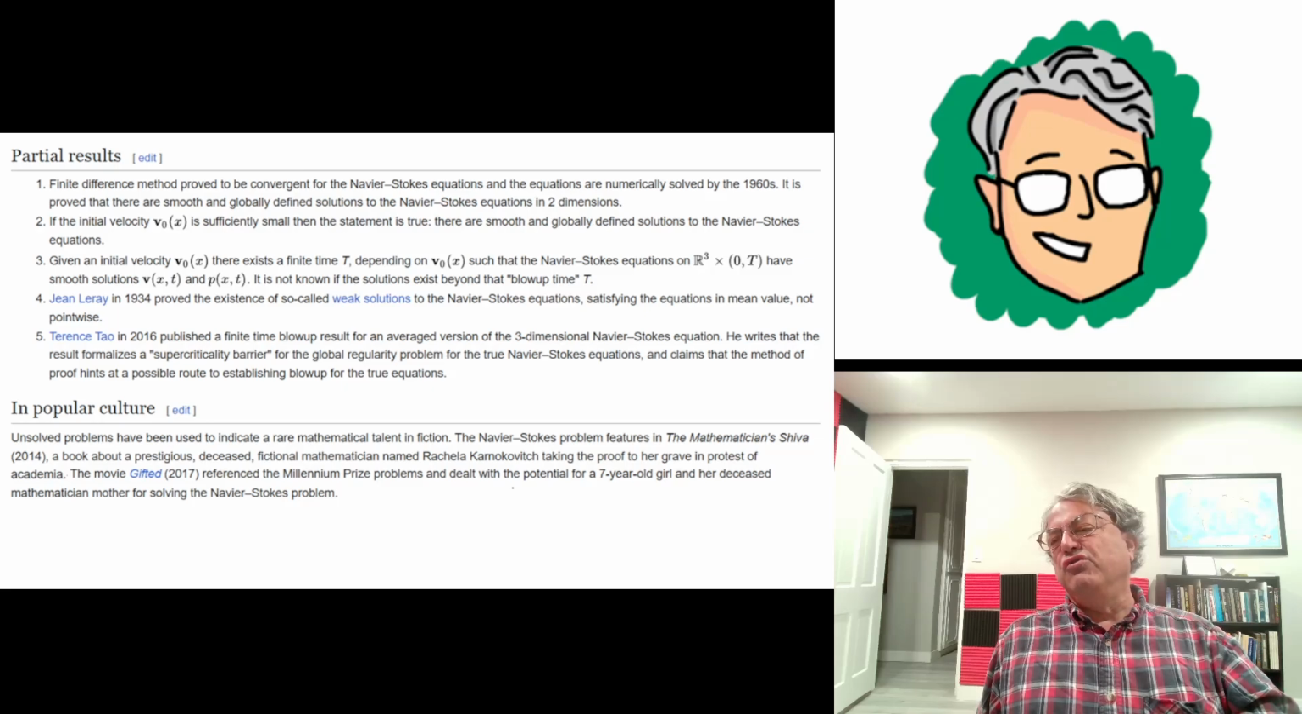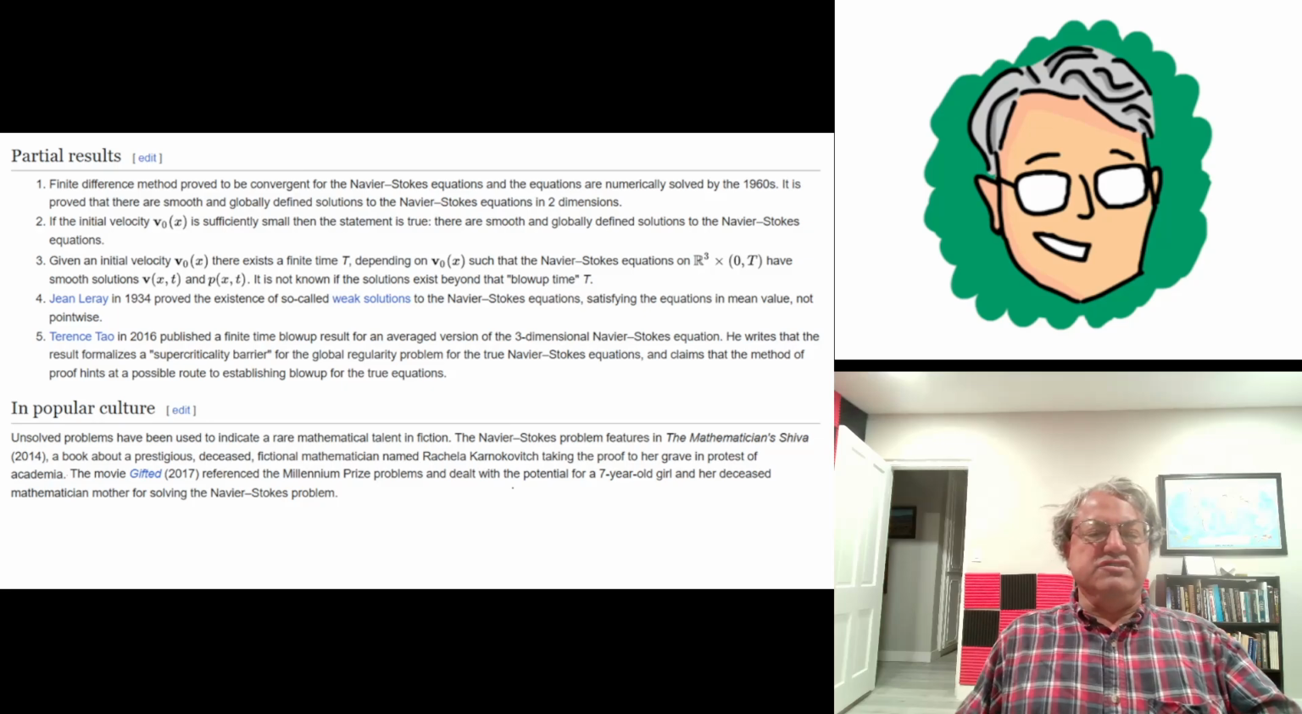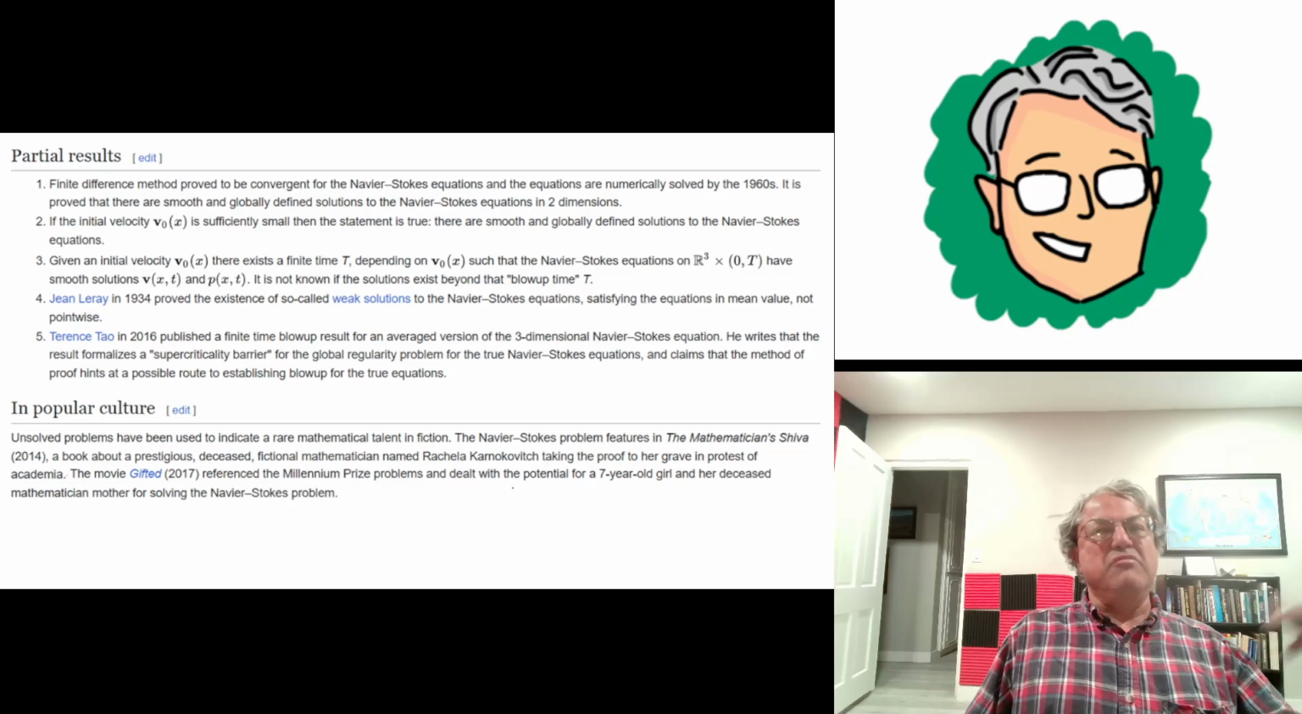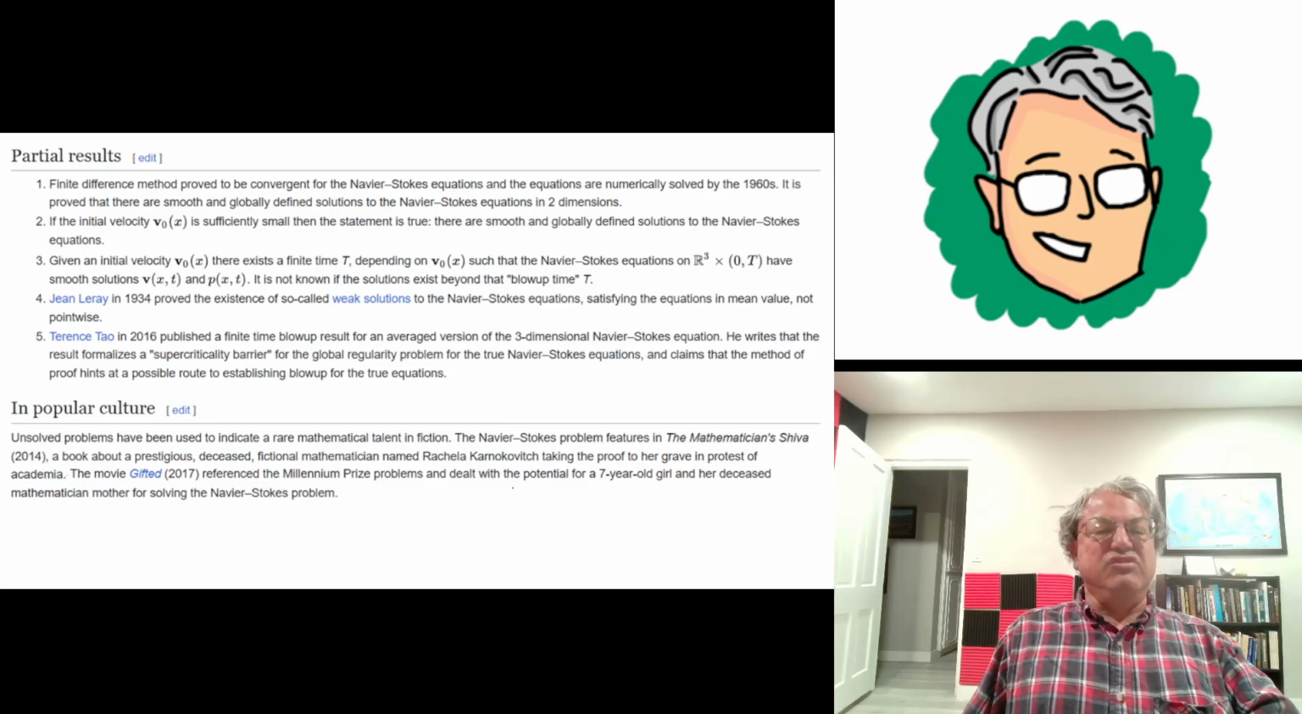And then number four, there was a mathematician named Jean Levy in 1934 who was able to find what he called weak solutions to the Navier-Stokes equations. These are not solutions at every point. They're sort of averaged out solutions. So he showed that you could solve it for regions. You could sort of smooth things out, I guess, and say that your velocity averaged over this region is this, but you can't solve it exactly at any given point. Yeah, and so these are all important partial results.